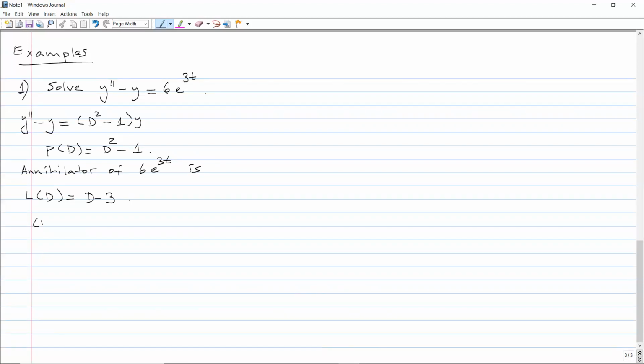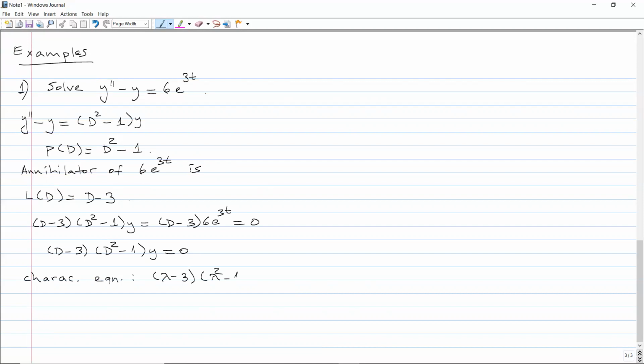So we apply D minus 3 to both sides of our equation. But when we apply it to the right side, we get 0. So we have the homogeneous equation. This is equal to 0. So we write the characteristic equation, lambda minus 3 times lambda squared minus 1 equal to 0.